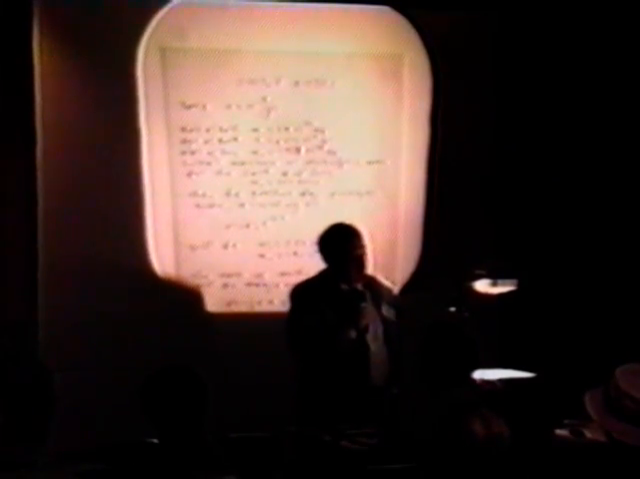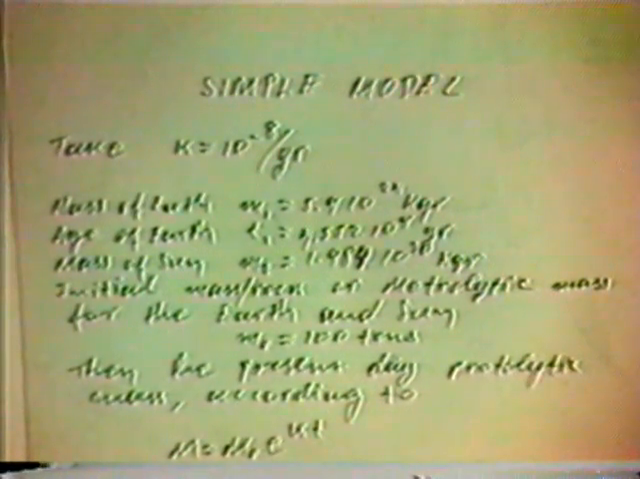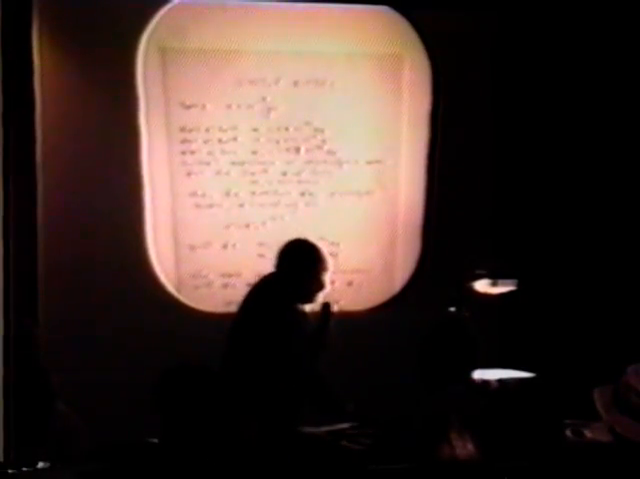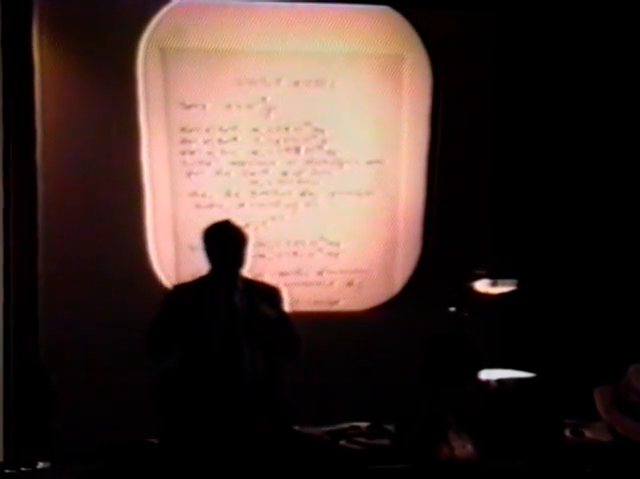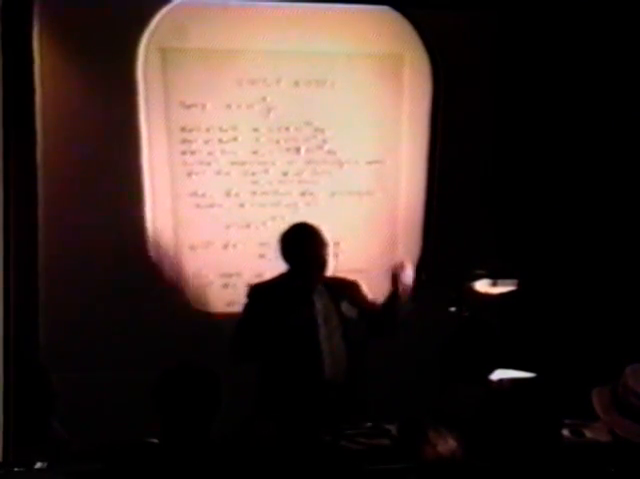Now let's take the mass. The present mass of the Earth is some 5.9 times 10 to the 24 kilograms. The age of the Earth is something like 4.5 billion years. The mass of the Sun is 1.98 times 10 to the 30. And the metrolytic mass for the Earth and for the Sun, let's say it was 100 tons. What do I mean by that? That in space, in vacuum, there was just a rock the size of a big truck. Now, that rock will spontaneously generate more matter at the rate of 1 part in 10 to the 8th per year.